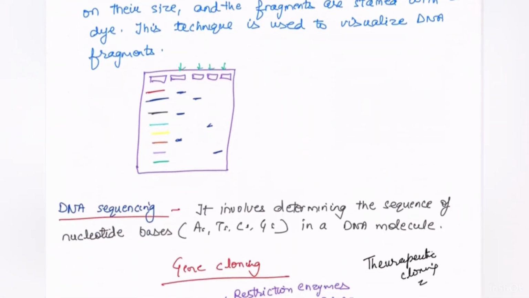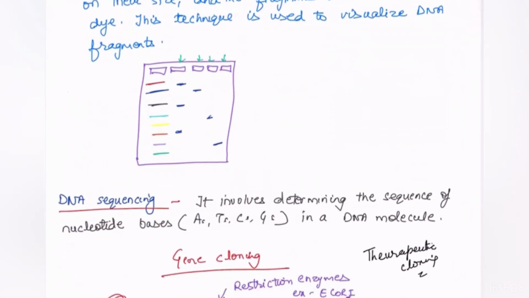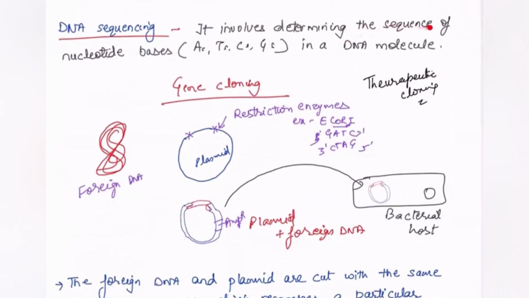Next is gel electrophoresis. In gel electrophoresis, DNA fragments are separated based on their size, and the fragments are stained with a dye. This technique is used to visualize DNA fragments. This is a gel. This is a ladder which has different molecular weights, with different molecular weight samples and DNA fragments on it. DNA sequencing involves determining the sequence of nucleotide bases, A, T, G, C, in a DNA molecule.